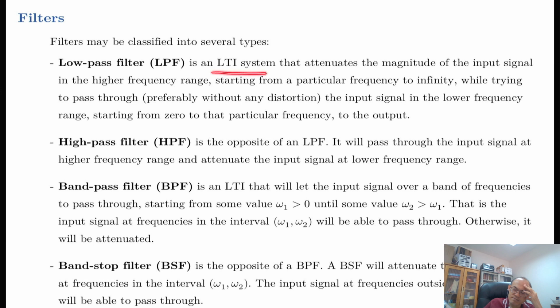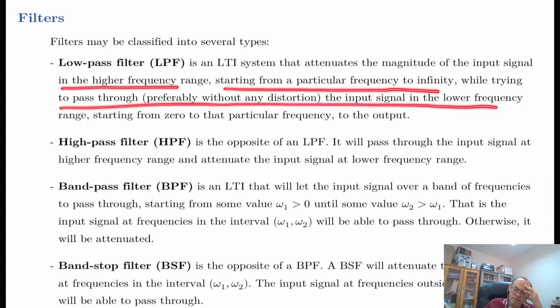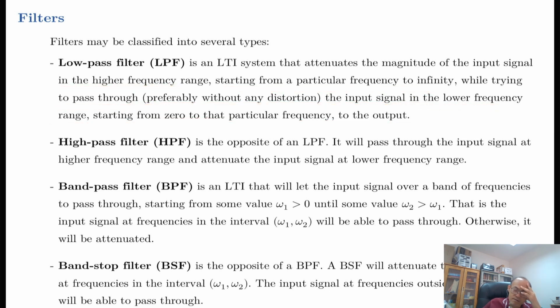It is an LTI system that attenuates the magnitude of the input signal in the high frequency range, starting from a particular frequency to infinity, while trying to pass through the input signal in the lower frequency range, starting from 0 to that particular frequency. Another one is called the high pass filter. As the name suggests, high pass filter will allow input signals at higher frequencies to pass through, while it attenuates the input signal at lower frequencies.